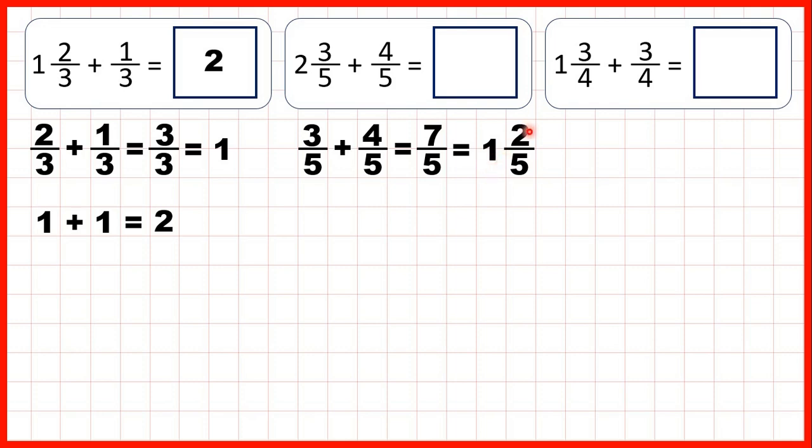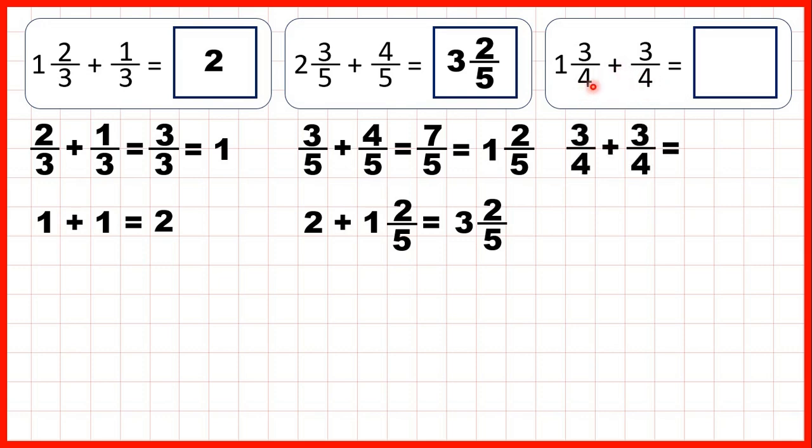But 1 and 2/5 is not our answer, because we've only added the fractions. So we need to add what we got from adding our fractions to the whole number in our question. Now 2 plus 1 is 3, and the 2/5 stays the same, so our answer is 3 and 2/5. Finally, we have 1 and 3/4 plus 3/4. So we can start by adding our fractions.